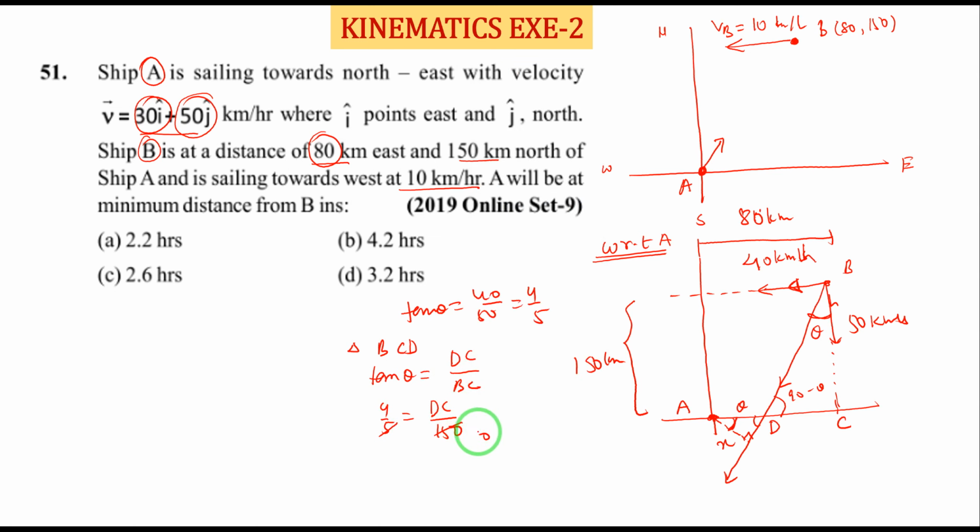Okay, this is 30, and so DC is coming 120 km, right? So basically D point is on the left side, means it is like this. Okay, and D point is here now. After calculation we got to know this. Okay, and यहाँ से हमें ऐसे perpendicular drop करना पड़ेगा फिर.